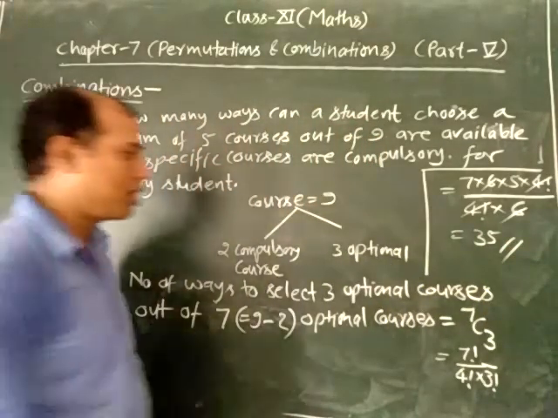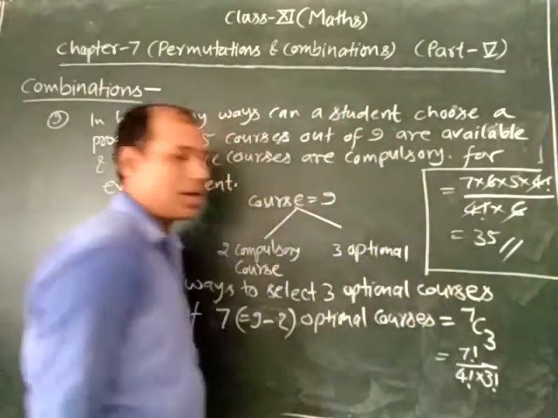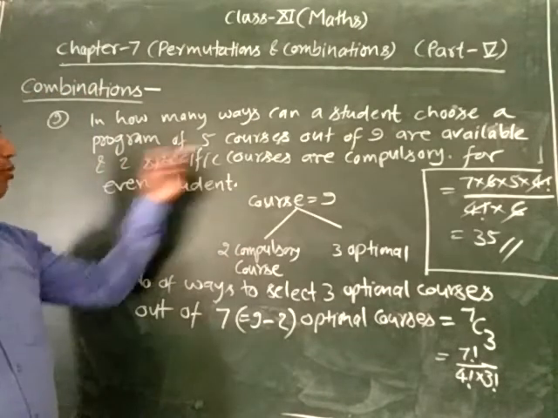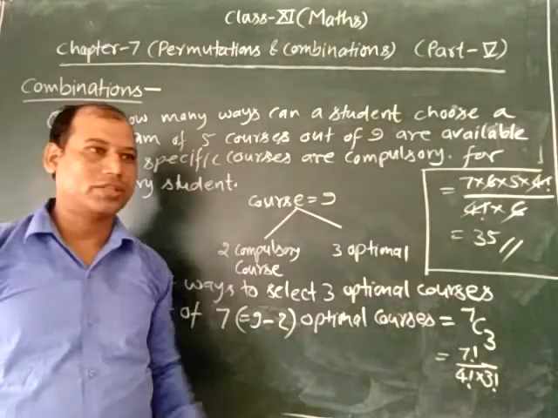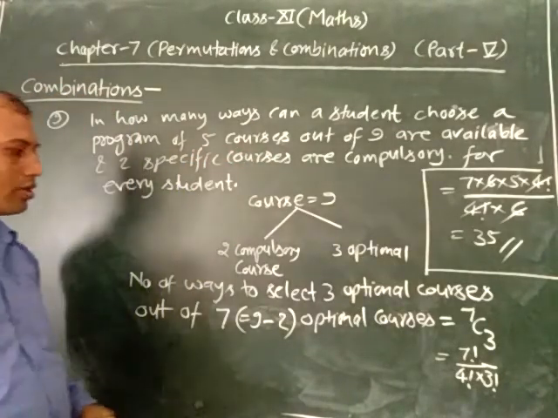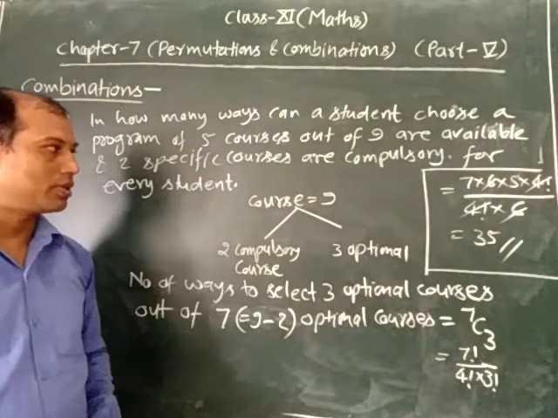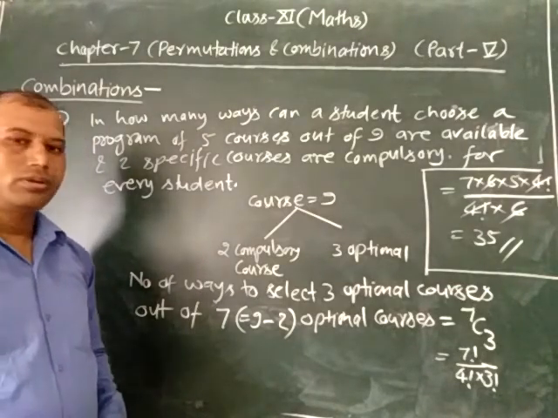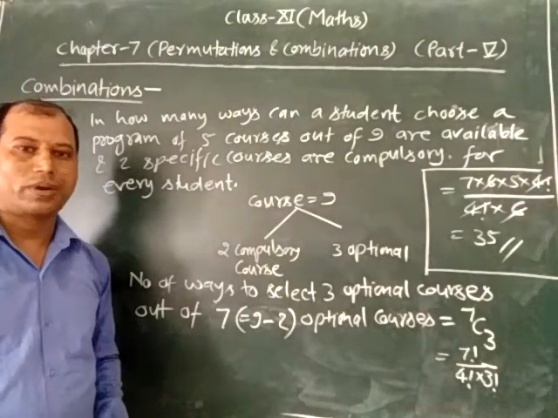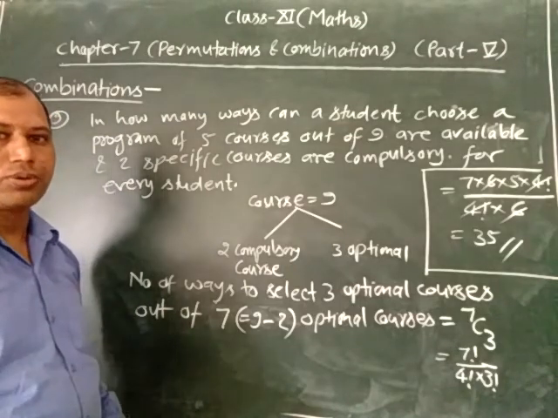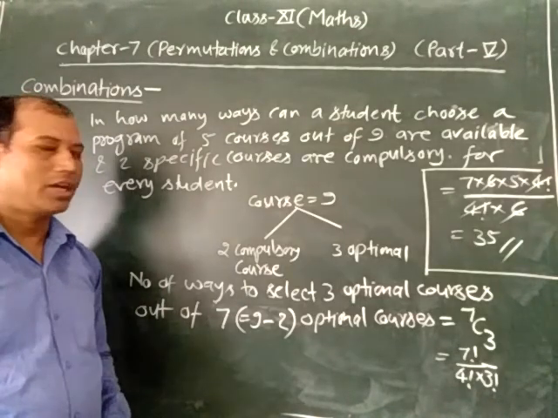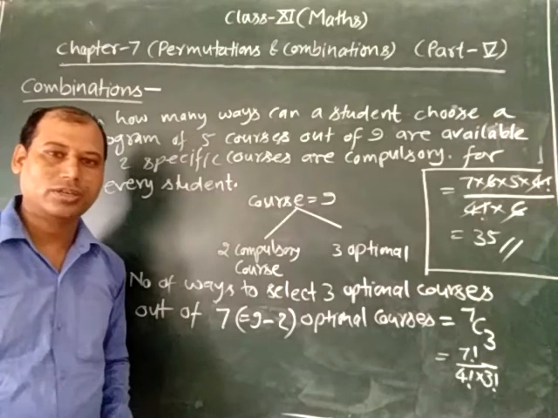So there are a total of 35 ways in which we can select 5 courses in which 2 courses are compulsory. This is clear, students. Today it is sufficient. Now the remaining questions are for your practice. If there is any problem, you can discuss it in the doubt class. Okay students, thank you.